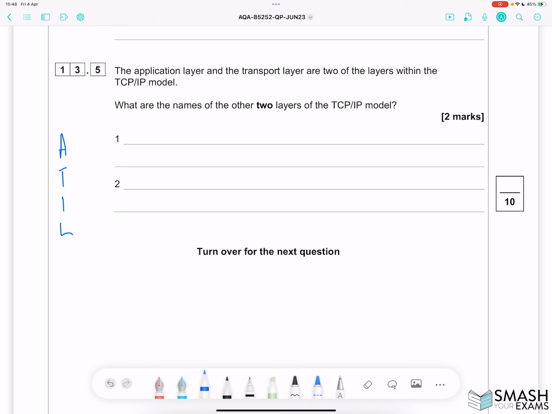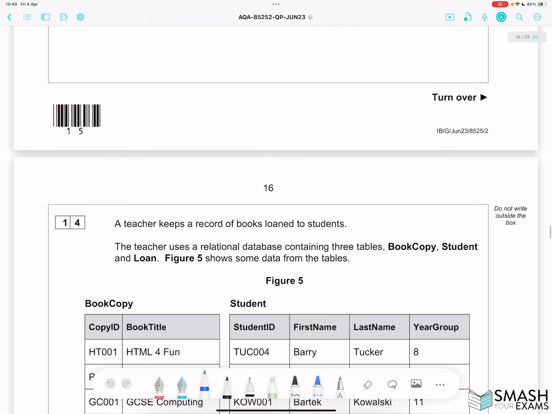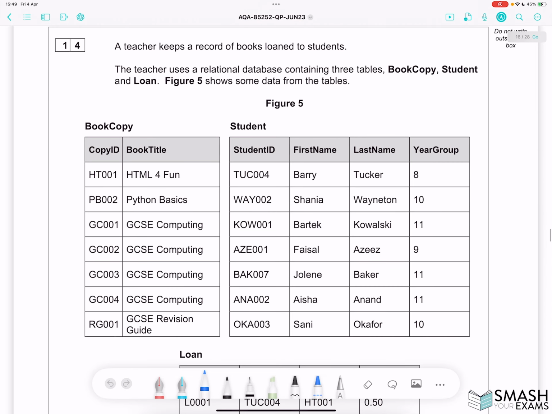So I would be naming one as the internet layer, and the other one would be the link layer. Like I say, you could have the network interface layer for the bottom, or you could have said the network access layer as well. Quite a lot of them will have a link layer at the bottom. Lots of possibilities. Great, I feel confident that we have all of those there.